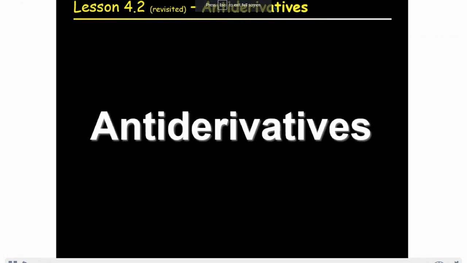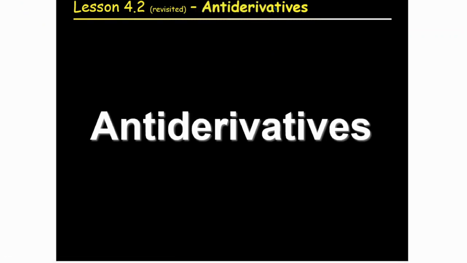Students, our last topic for Chapter 4 is going to be antiderivatives. Anti what? Antiderivative. It actually means doing a derivative backwards.